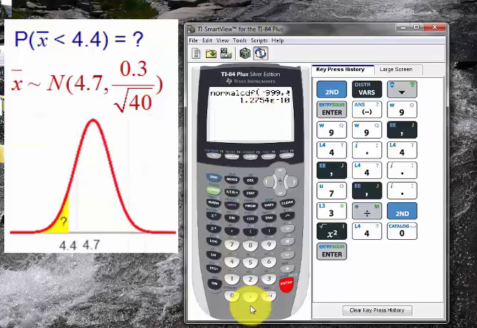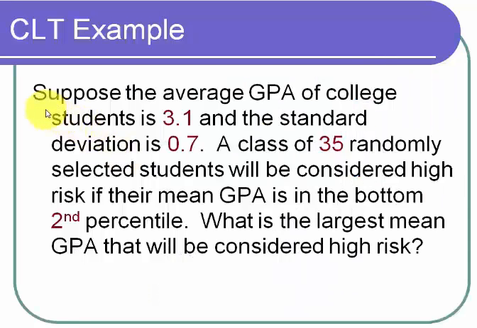So now let's go to another example. Okay, the next example says the following. Suppose the average GPA of college students is 3.1, and the standard deviation is 0.7. A class of 35 randomly selected students will be considered high risk if their mean GPA is in the bottom second percentile. What is the largest mean GPA that will be considered high risk?